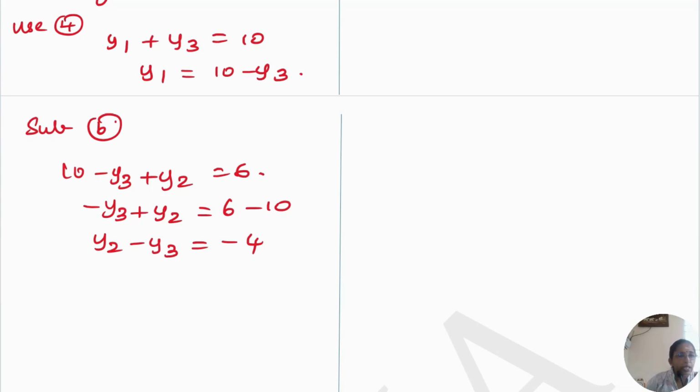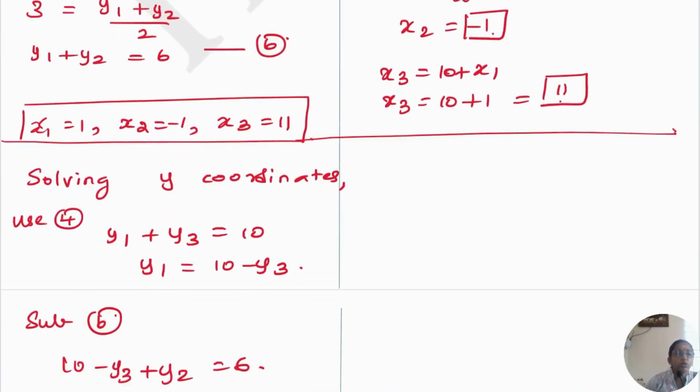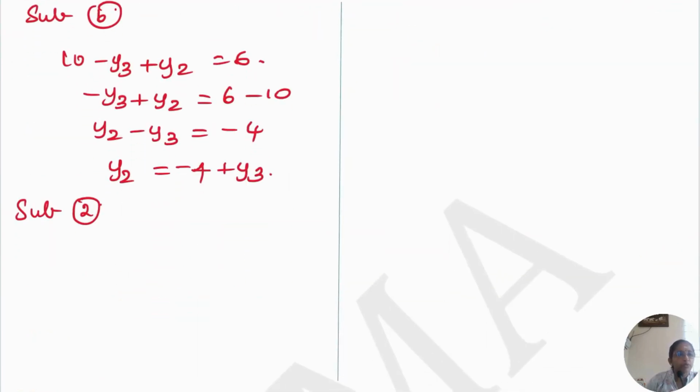Now from here again you have to substitute your data. y2 you can derive: y2 is equal to minus 4 plus y3. Now substitute this in your equation number 2. Look at your equation number 2: y2 plus y3 is equal to 2. So instead of y2 we are substituting minus 4 plus y3, and that is equal to 2.